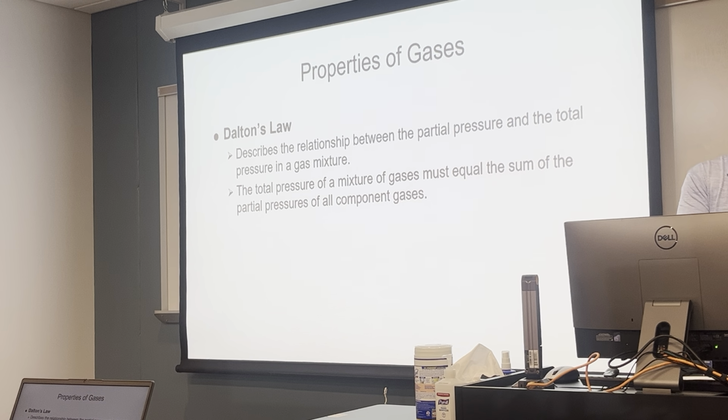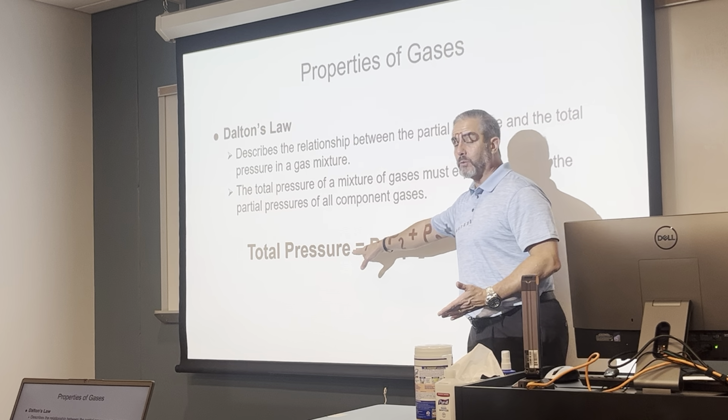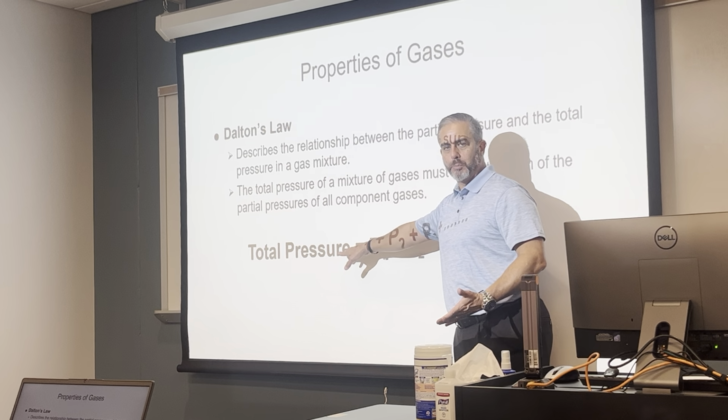His law describes a relationship between the partial pressure of individual gases and the total pressure of all the gases that may be in a particular mixture. The total pressure of the mixture must equal the sum of each of those partial pressure components. So if I know the different pressures of all the gases in a mixture and add them up, that would equal the total pressure. That's what Dalton's law is, describing all of those individual pressures in a gas mixture.